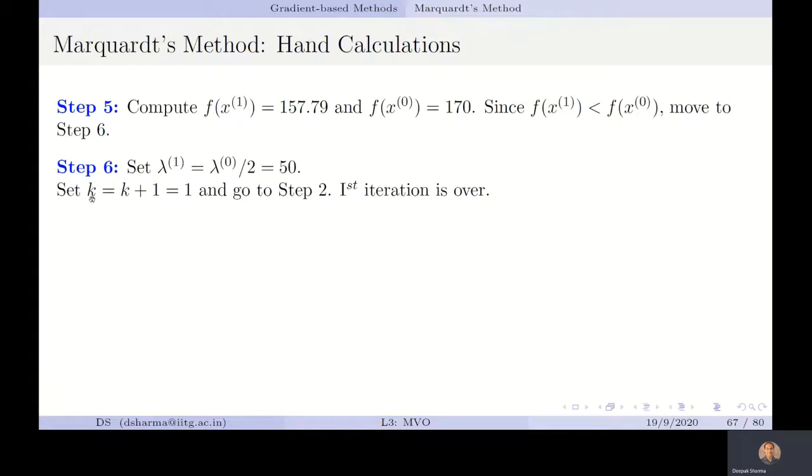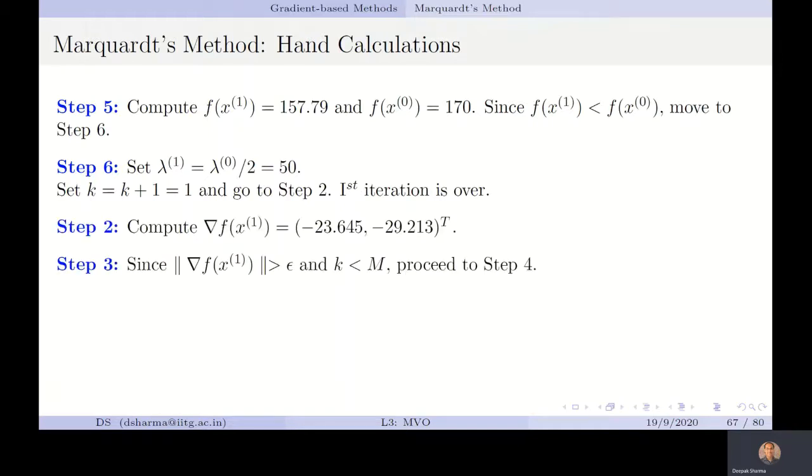Here we increase the counter k by 1. So we'll get k1, and we go to step number 2. So that completes our first iteration. In step number 2, again, as we know, we have to find the gradient of the function at x1. The value is given on the right hand side. At step number 3, we look at both the termination conditions, that is the norm of the gradient of the function as well as the number of iterations. Once we are done and we know these values, the termination condition is not satisfied, so we will move to step number 4.